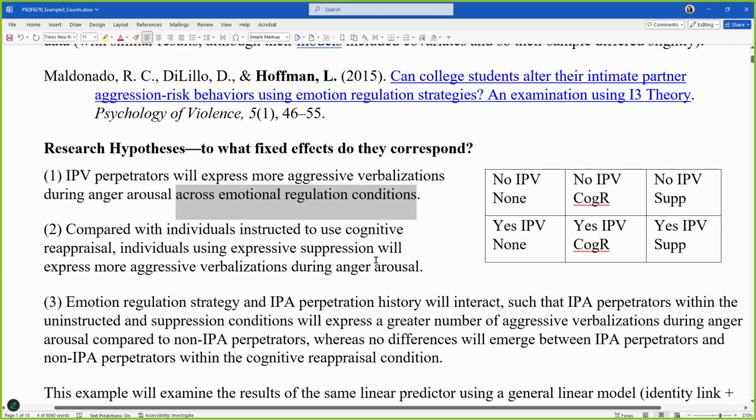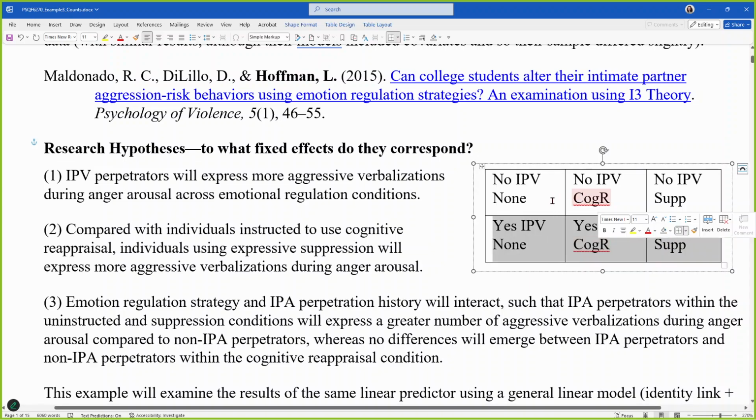How do I operationalize that idea as some kind of fixed slope or multiple slopes that will answer the question? These questions are irrespective of what kind of distribution we're using. I'm just trying to build a linear predictor. So IPV perpetrators will express more aggressive verbalizations during this task across conditions. Yeah, it sounds to me like a main effect. We're saying that the yes people are going to have higher outcomes than the no people across conditions. That's a main effect.